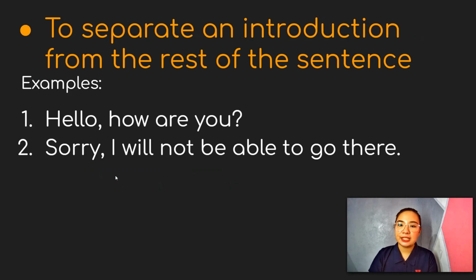For the third one, it is to separate an introduction from the rest of the sentence. For example, hello, how are you? And sorry, I will not be able to go there. So for these two sentences, our introductions are hello and sorry. And as you can see after the introduction, there is our comma. Introduction, comma.